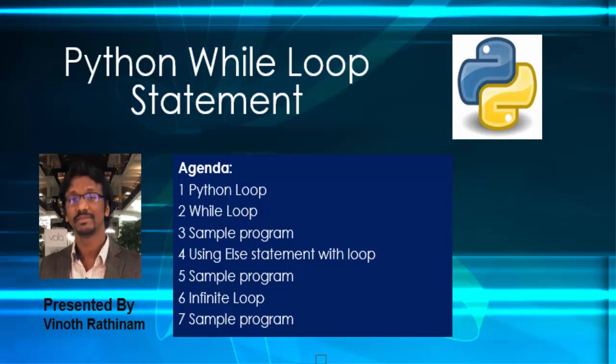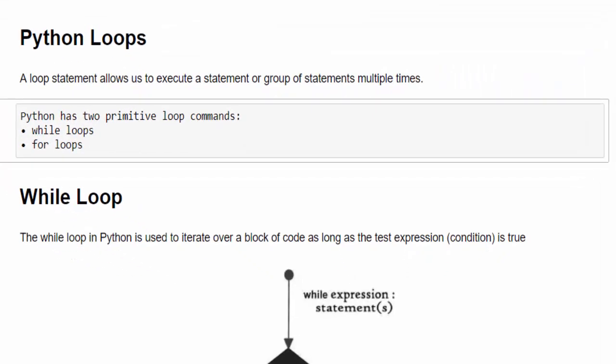In this video, we are going to learn about Python loop statement. Loop statement means a particular piece of code or a statement needs to be executed multiple number of times. In order to do this, we have two loop commands. One is while loop, another one is for loop. In this video, we are going to see about while loop with some sample program.